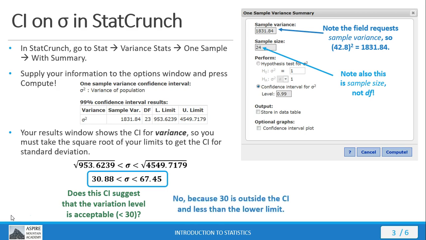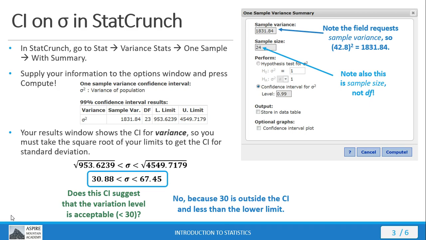Well, I hope you said that it's not acceptable because 30 is outside the CI. In fact, the entire CI is greater than 30. We need to get below 30, okay? Because 30 is our threshold, because we're looking at standard deviation, which, remember, is a measure of the spread of the data. So it's a measure of variation. Well, you want to decrease the variation in order to increase your quality control.